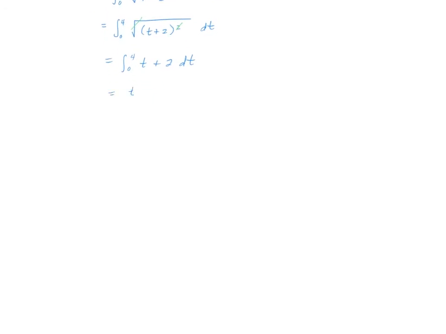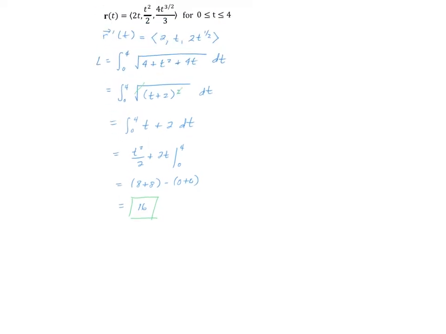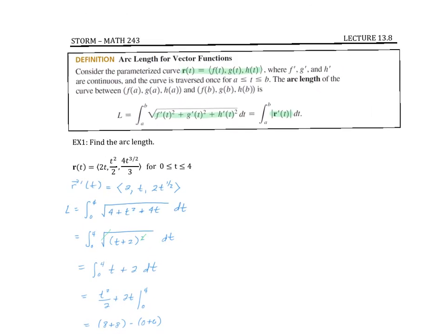And then the length would be t squared over 2 plus 2t, and we'll evaluate that from 0 to 4. Looks like it's going to be 8 plus 8 and then minus 0. And our arc length is 16. Whenever we work with vector valued functions, we have to be clear on what is a vector answer and what is a function answer. Going back up to the top, something to note is that when we figure out arc length, it's not a vector.